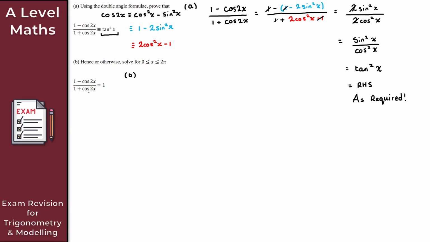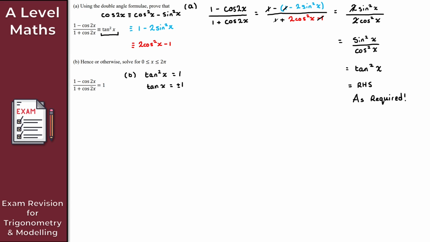We can replace then the left-hand side here with tan squared x. So what I've got then is tan squared x is equal to 1. So clearly the first thing that I need to do here then is take the square root of both sides. So in that case then, what we get here is tan x is equal to plus or minus 1. Okay, now that's important. Don't forget the negative solution here as well. A common mistake is just take the positive solution.